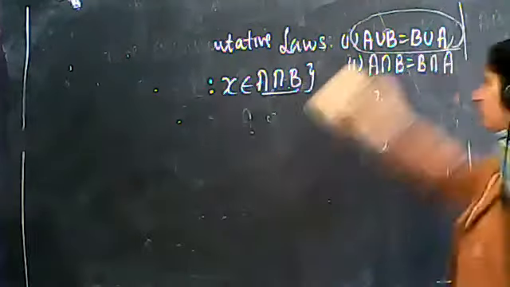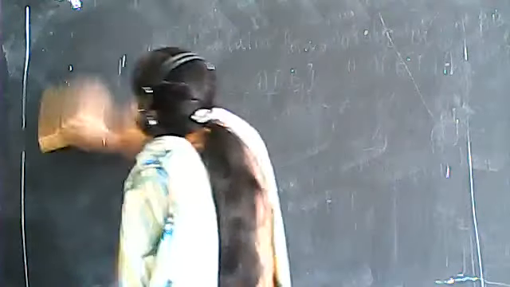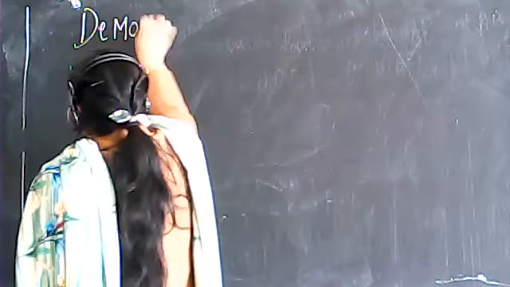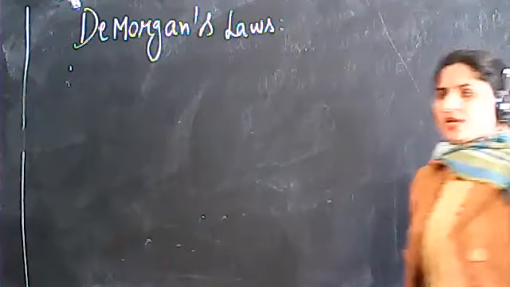Firstly, please note down the statement for the next law. State and prove De Morgan's law. Next is state and prove De Morgan's law. This law is very important. De Morgan's law. Now, what is the statement of this law?